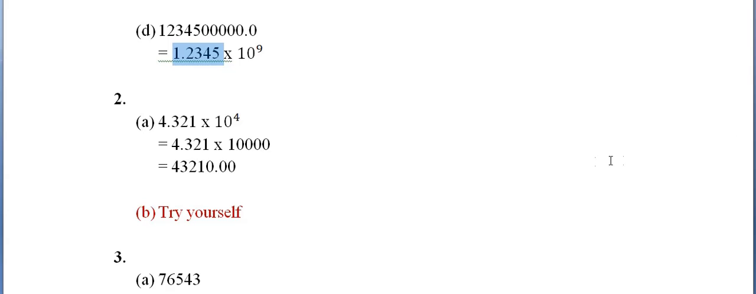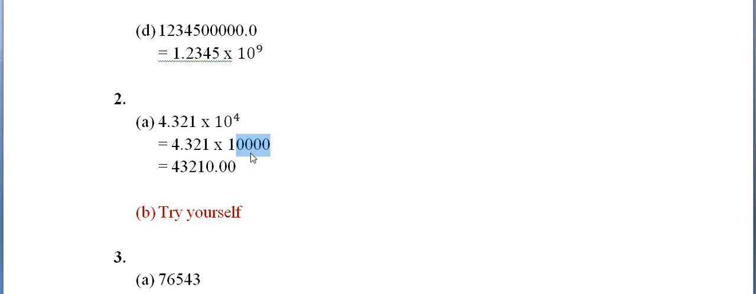Now, question number 2. For this question, you can refer to the chapter where we did decimals. It's very simple, you just have to multiply the numbers. So what you will do is convert this number, which is in exponent form, into a simple number. 4.321 into 10 to the power 4. Now in the next line, you will write 4.321 into, what's the power here? 4, which means you will write 4 zeros.